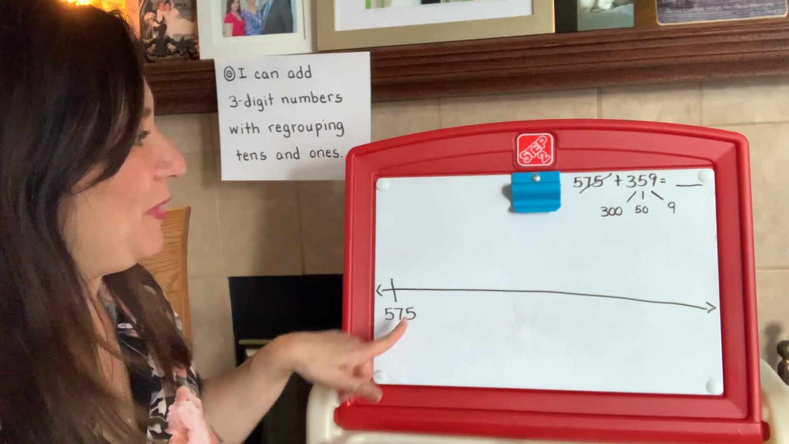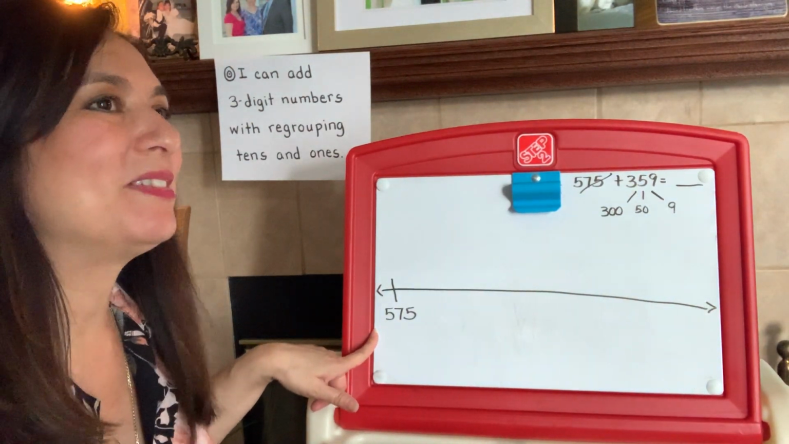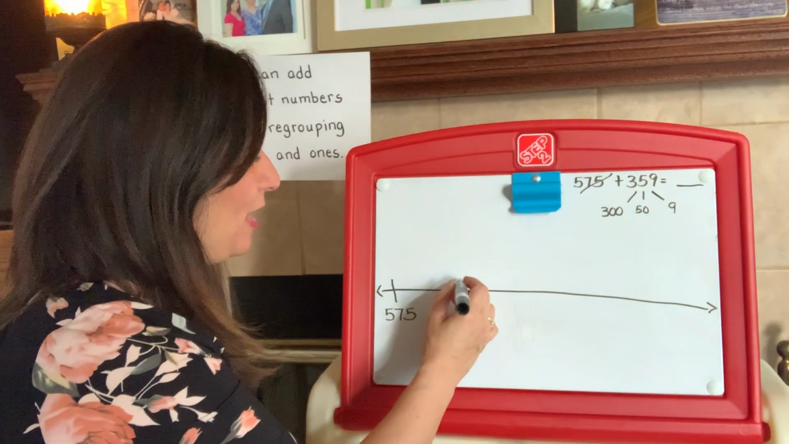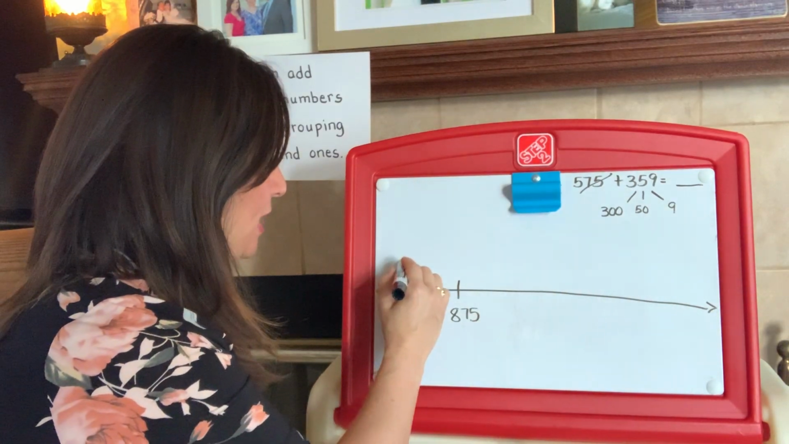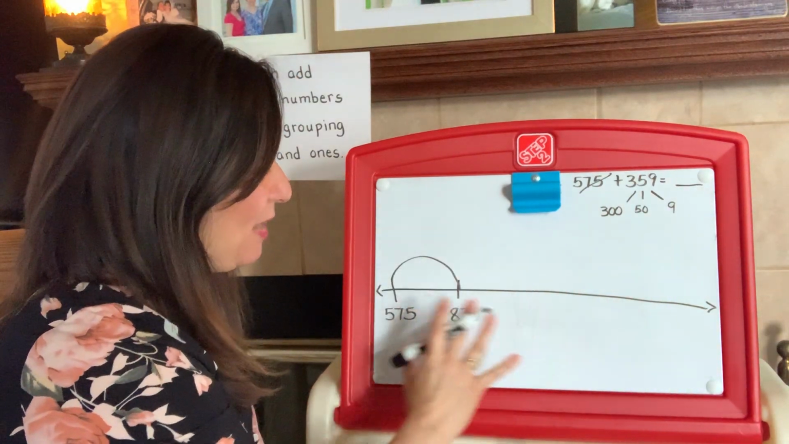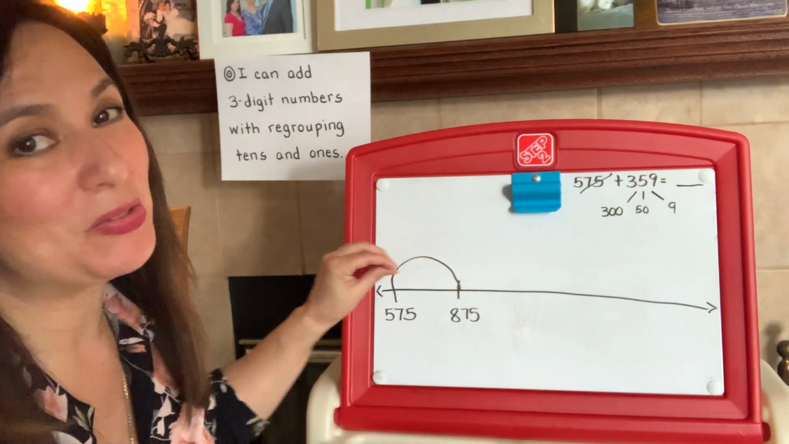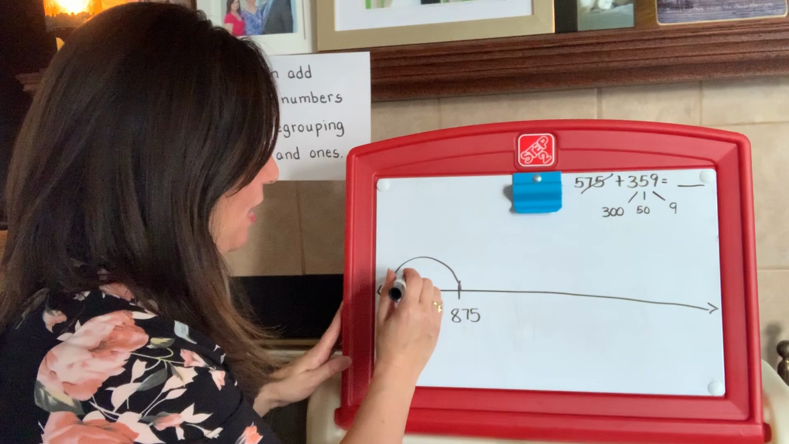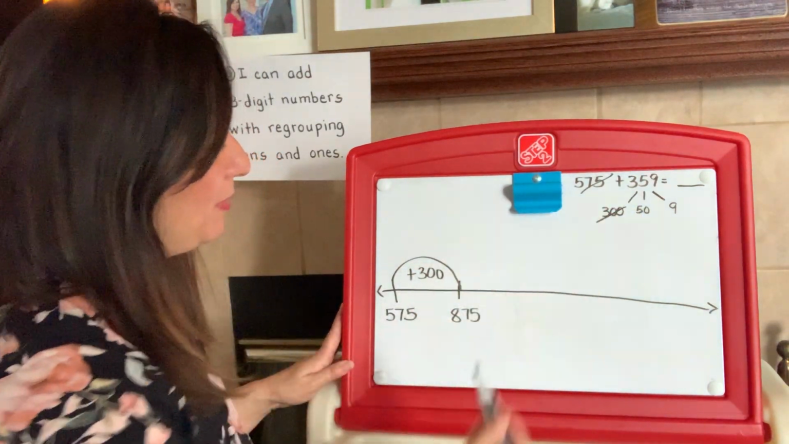If I'm at 575, add 300. 575 plus 300 more is, say it, 875. I'm going to put 875 right here. Like I've said before, when we're in a blank or an empty number line, I have more freedom. It's not really about how big those jumps look or how small those jumps look. I have more freedom. So now that is plus 300. I'll cross off the 300.